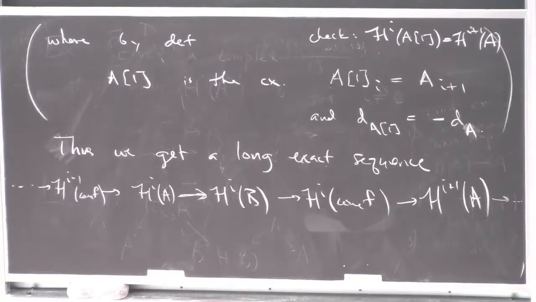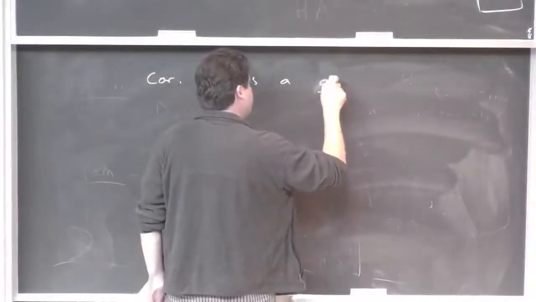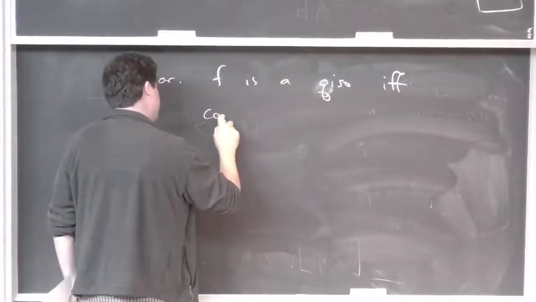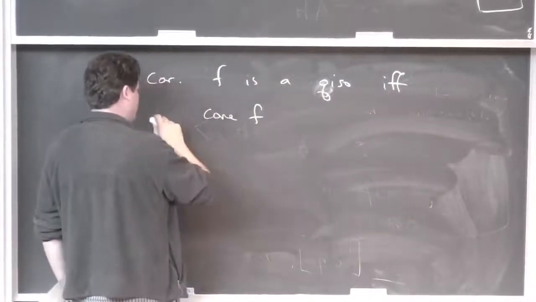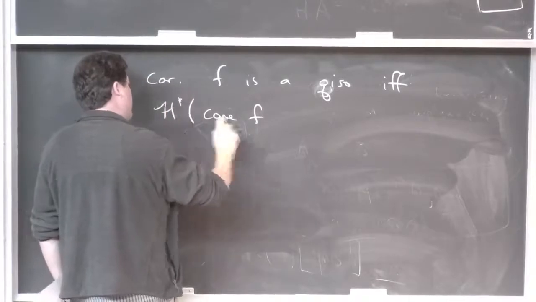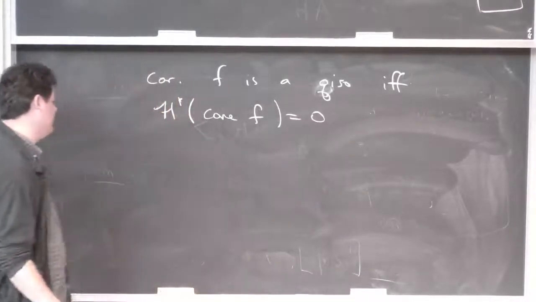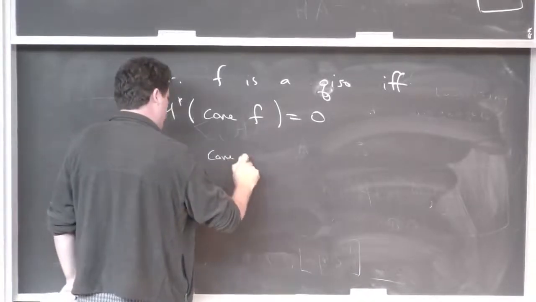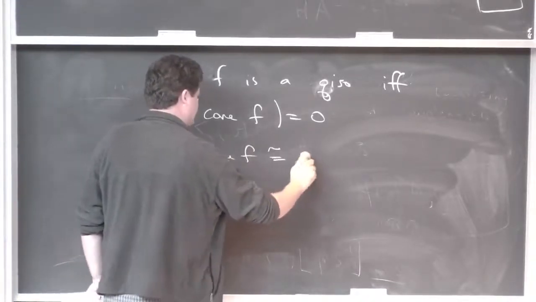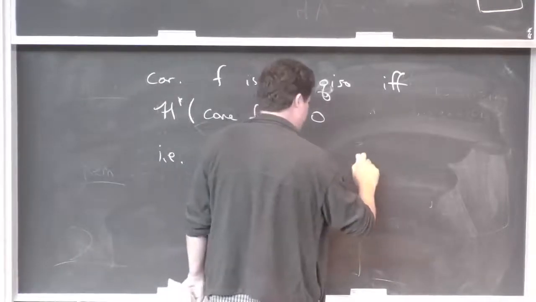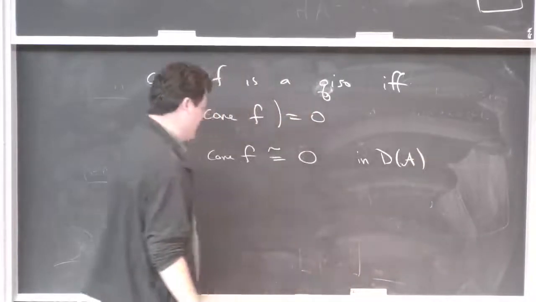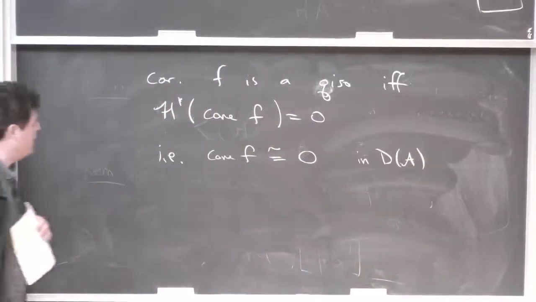the corollary is that f is a quasi-isomorphism if and only if the cone of f has no cohomology, i.e. the cone of f is quasi-isomorphic to 0. Or we'll say it's isomorphic to 0 in the derived category, where A is our abelian category. Yes?